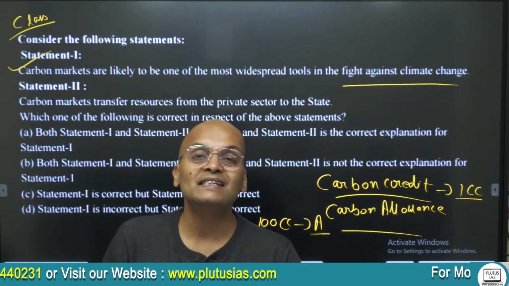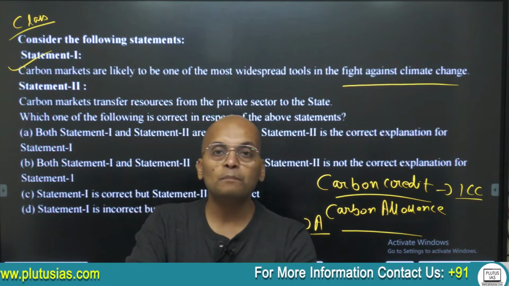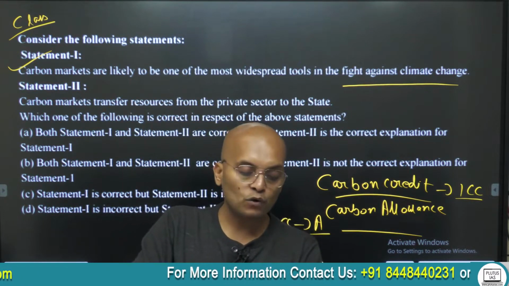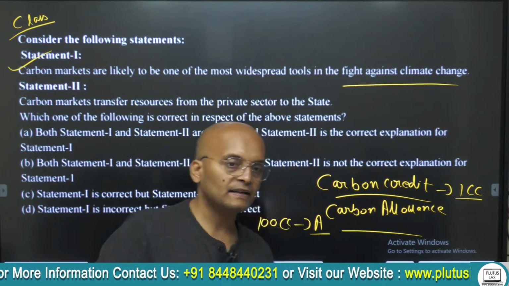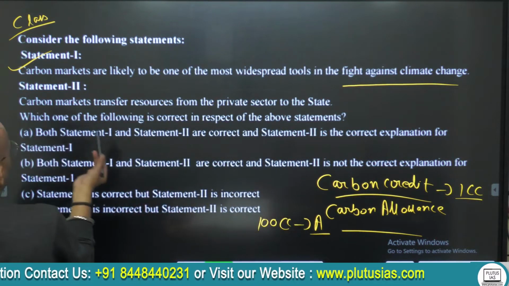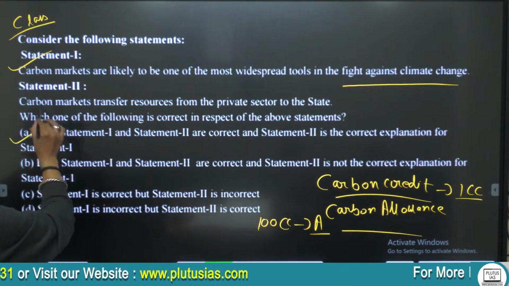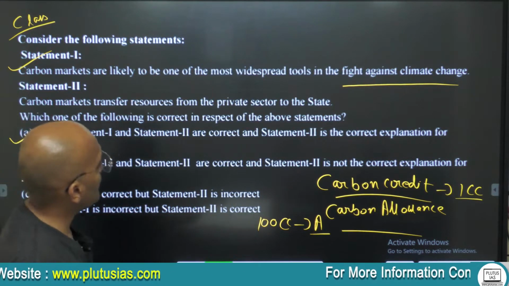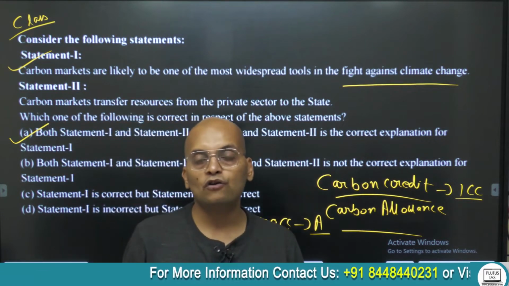How? Because you can sell your extra carbon credits in the market. So in both ways, what is happening? Resources are being transferred. Getting me or not? Right. So now the question becomes very easy once we know what carbon credit and carbon allowance are. So both the options are correct and option B is the correct explanation of option A.